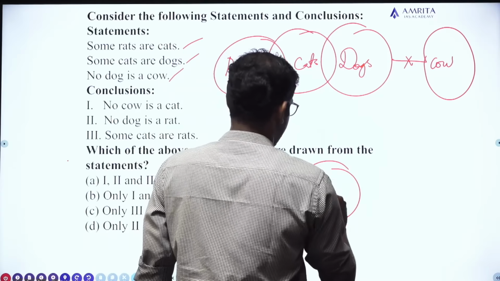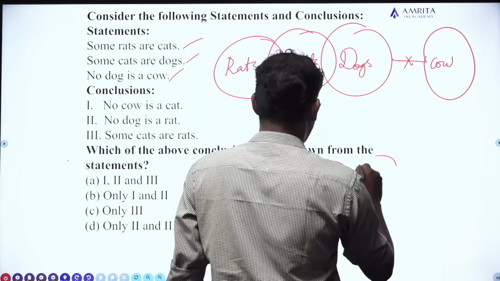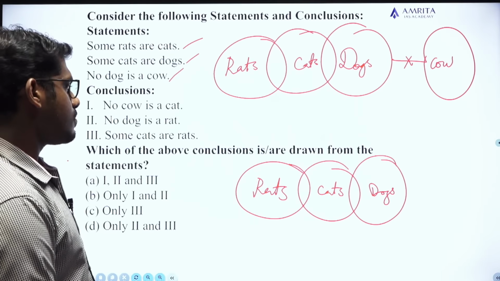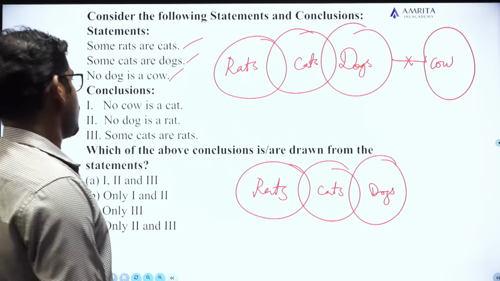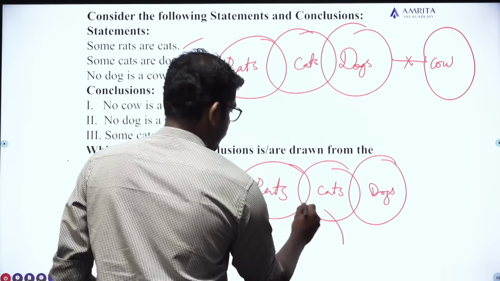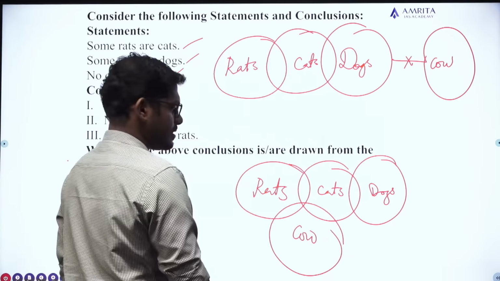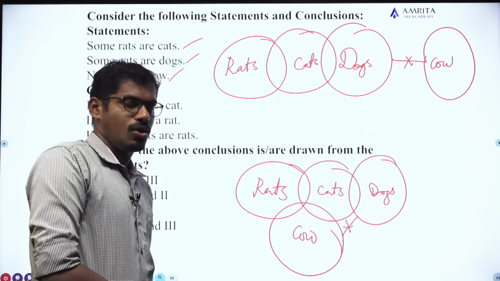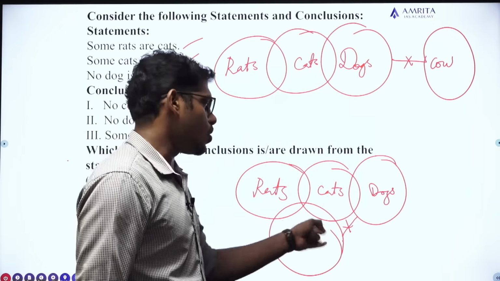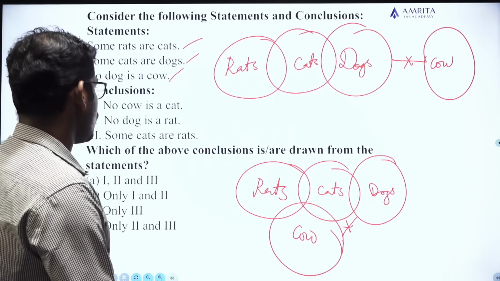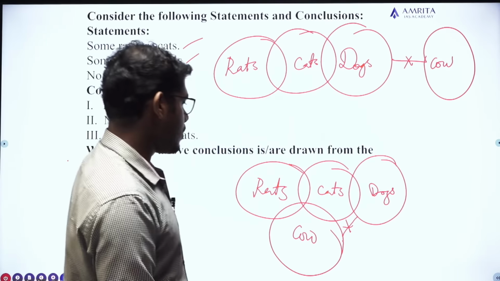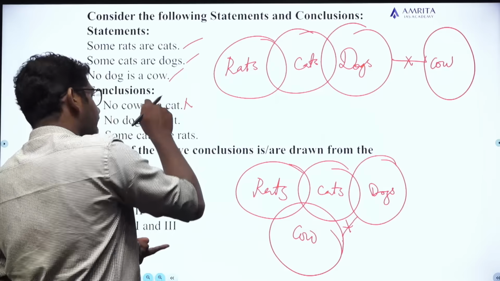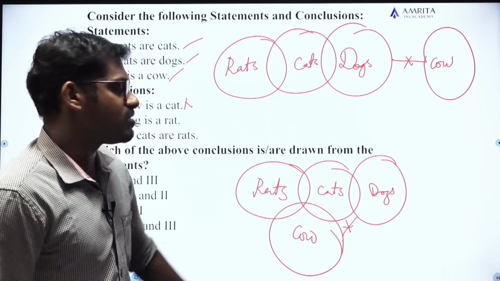Rat. Cat. Some rats are cats, some cats are what? Dogs. Then, no dogs are cow. If I draw cow like this, you see one thing, the dogs and cows are not connected to each other, which means that we can definitely say that no dog is a cow. But take the first conclusion, no cow is a cat. Can we say that no cow is a cat? No, some cats are cows, some cows are cats. So the first statement is incorrect. So we tried to negate this statement. There are some cats which are cows.